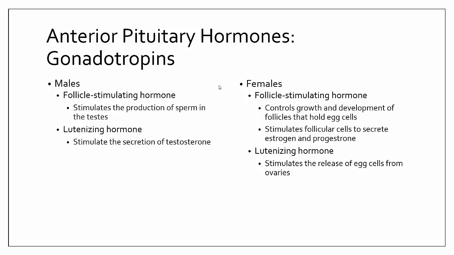So FSH causes the secretion of more hormones, of the female estrogens, and the growth and development of the follicles that hold the egg cells. So this kind of happens at the beginning of the menstrual cycle, and then the luteinizing hormone's job is to stimulate the release of the egg cells from the ovaries. So there's a luteinizing hormone surge that causes ovulation, and we will look at that in a lot of detail in April when we talk about reproduction and pregnancy.